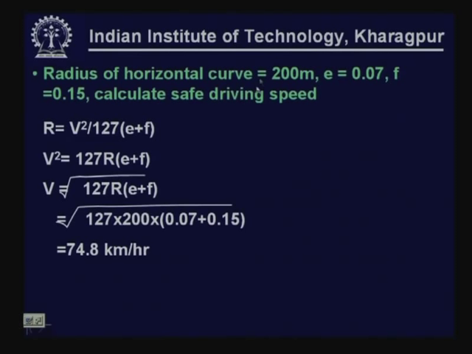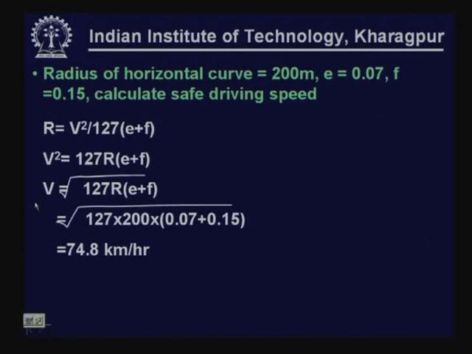Now, find out the safe driving speed where the radius of curve is 200 meters, E is 7% and F is 0.15. Again it is basically the same equilibrium E plus F equal to V square by 127 R. Put all the values of E, F and R, and get the value of V.